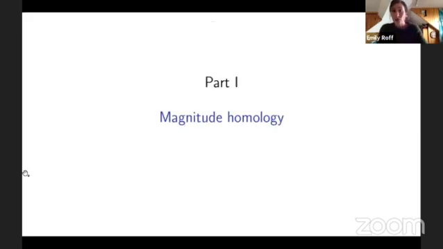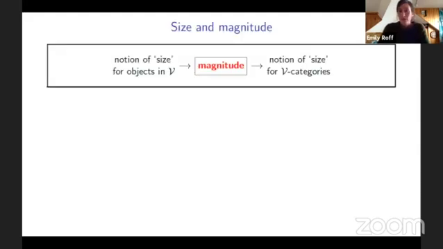Okay, so the theory in this first section is largely due to Tom Leinster and various of his collaborators, particularly Mike Shulman, Simon Willerton, and Richard Hepworth. So to motivate magnitude homology, first I should briefly explain something about magnitude itself. Magnitude is a machine that takes a notion of size for objects of some monoidal category V and returns a notion of size for categories enriched in V.